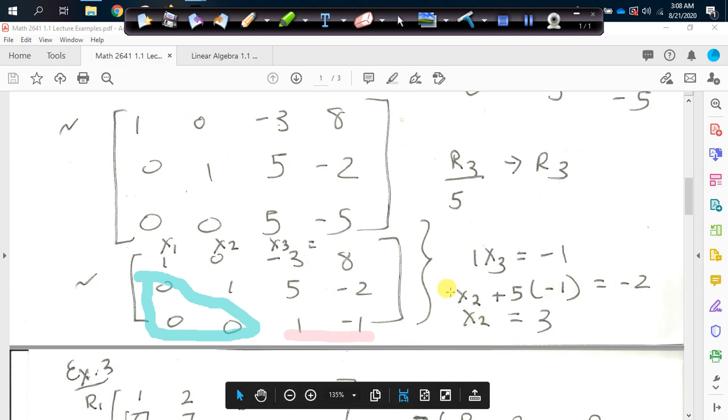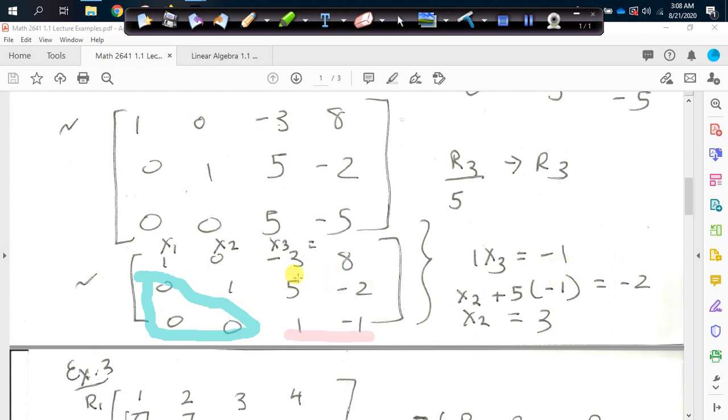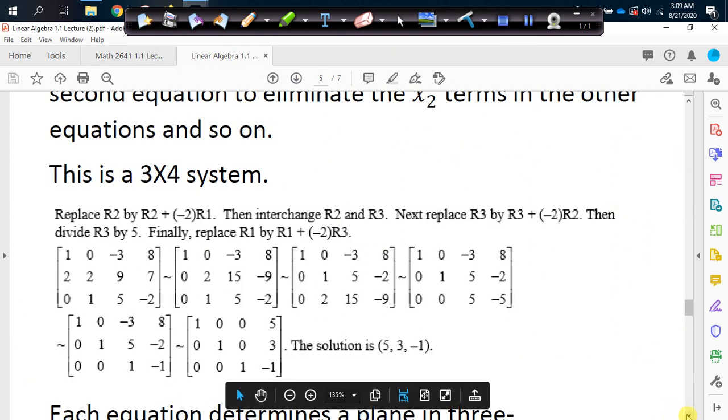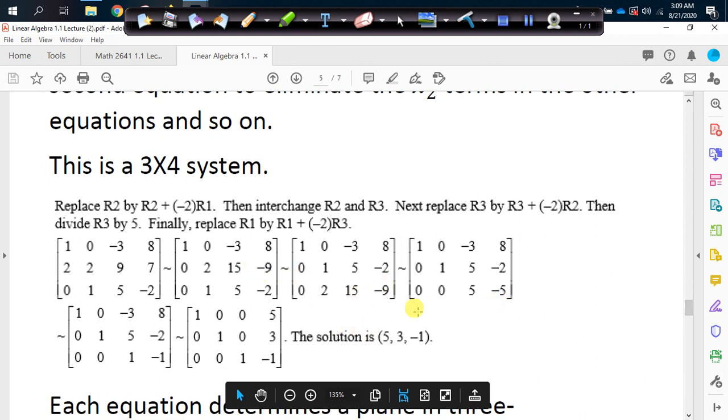Then I didn't actually do it, but I can go back and substitute in for x3 and x2. Actually there isn't an x2 value here, so all I'd have to do is substitute in for x3 and I could figure out what x1 is. But I didn't show that on here. So now let's go back to our other page. This is where they did it, and the little squiggly lines mean that it's equivalent. They reduced it to reduced row echelon form, where you've got zeros here and in this little triangle right here. Then x1 equals 5, x2 equals 3, and x3 equals negative 1. So that's the solution set.